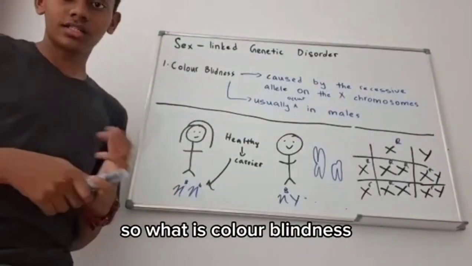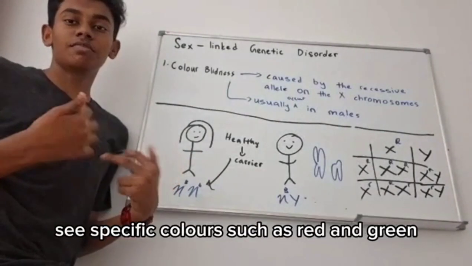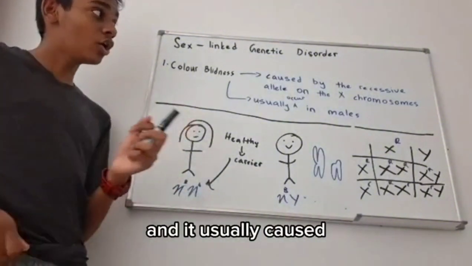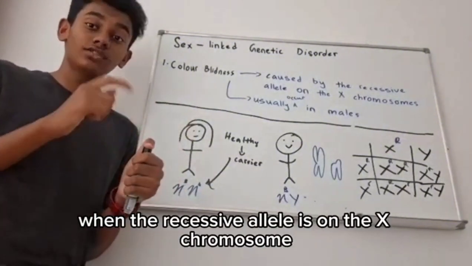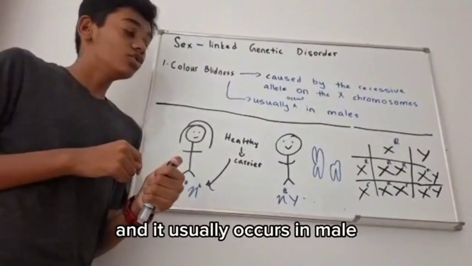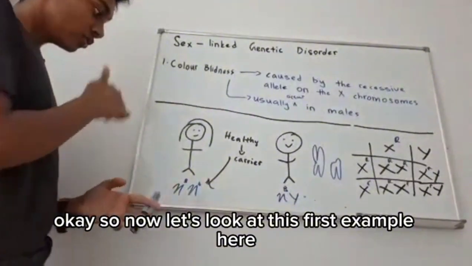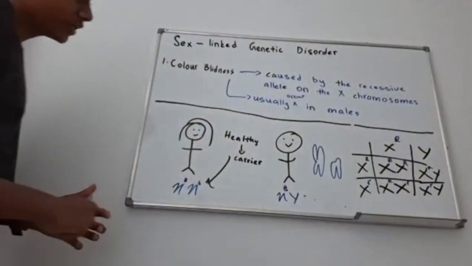Color blindness, which is a sex-linked genetic disorder. So what is color blindness? Color blindness is when the person usually cannot see specific colors such as red and green, they mix up their colors, and it usually is caused when the recessive allele is on the X chromosome. And it usually occurs in males. That doesn't mean it doesn't occur in females. Okay? So now let's look at this first example here.